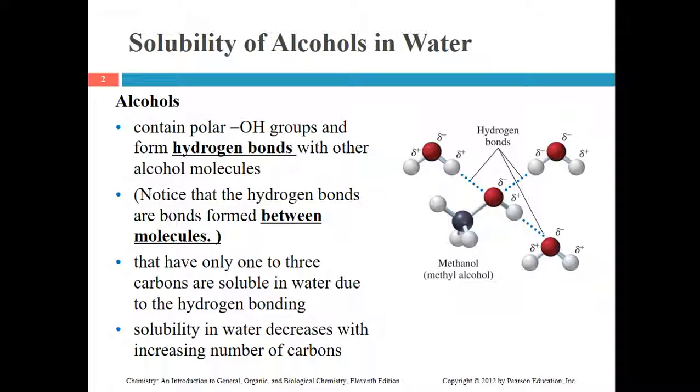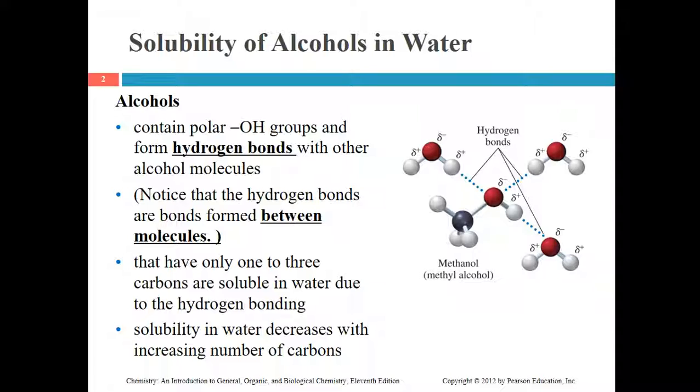Alcohols contain the polar OH groups, and we've learned a lot about hydrogen bonding. It's coming back again and again, and it's a very important part of life and of our human bodies also. Alcohols have this OH group, we know they're polar, and they can form hydrogen bonds with other alcohol molecules or with water.